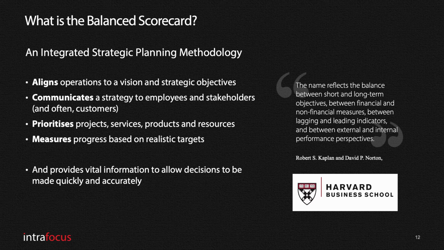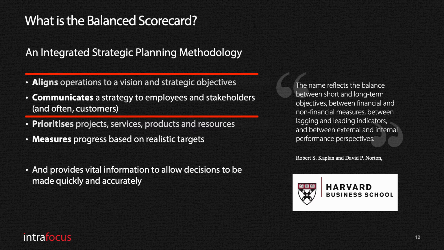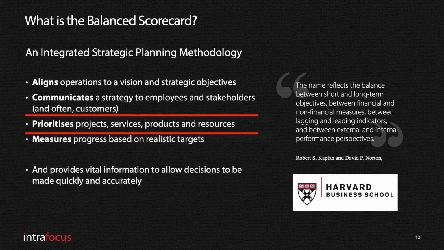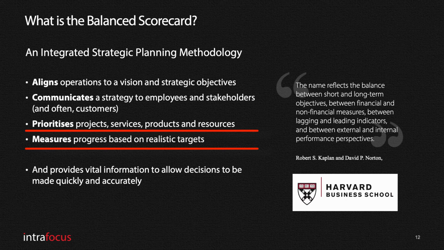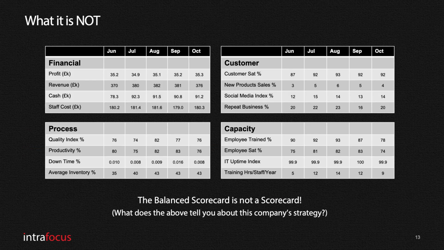If the method is used successfully, it will align your organisation and allow you to communicate effectively. It will force you to prioritise everything you do and therefore focus on what is important. It will also provide a consistent measurement system to allow you to make decisions quickly and effectively. Don't be fooled into thinking that the Balanced Scorecard is just a scorecard. It is not. The Balanced Scorecard process will include a scorecard, but that is by no means the only or even the most important part of the output.